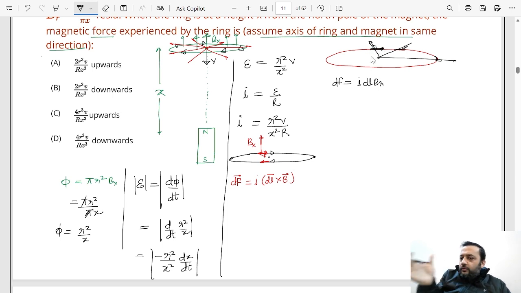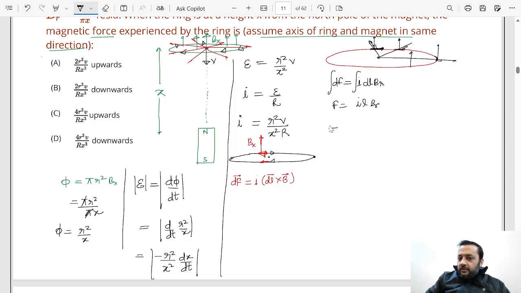So dl cross B, if you do, it is pointing up. Okay, so dl cross B means the force on each small element is going to act in the upward direction. If you check the direction of dl cross B, the total force will become just the integral of it, because the direction of each small force is upward because of the radial component. This will become I into the length of the ring basically, into the radial component.